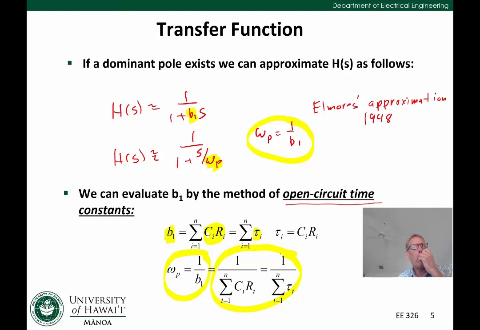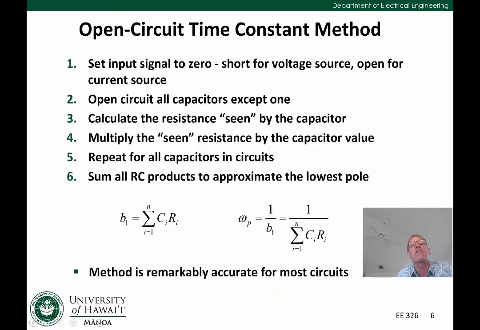So you might be asking, what are these RC products and how do we calculate them? And this is where the method of open circuit time constants comes in. It tells us how to calculate those. These are the steps we would need to take to calculate each RC product. Suppose we have a circuit that has multiple resistors and multiple capacitors, and maybe some sources. The first thing we need to do is set our input signal to 0. What this means is it's a short for a voltage source, or an open for a current source.